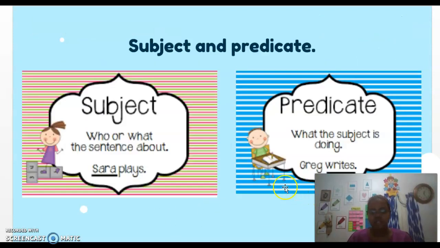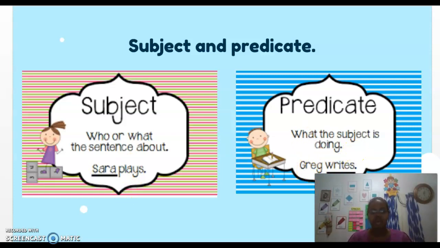So, subject and predicate. The subject is who or what the sentence is about. In this case, the subject is Sarah. The predicate is what the subject is doing. So in this case, it's writes. Greg writes. Sarah plays. Here the predicate is plays and the subject is Sarah. Here the predicate is writes and the subject is Greg.